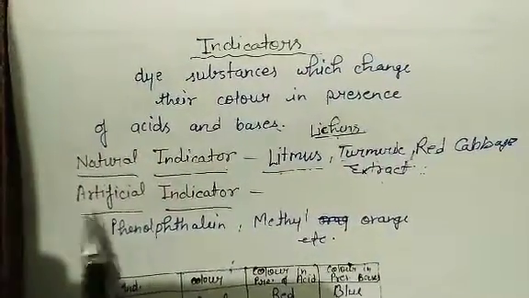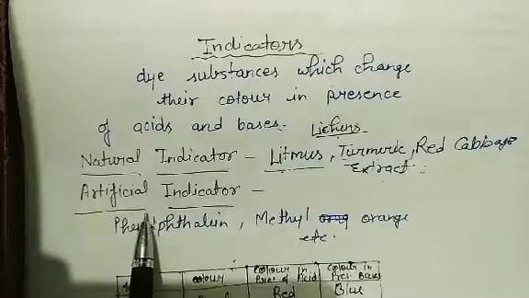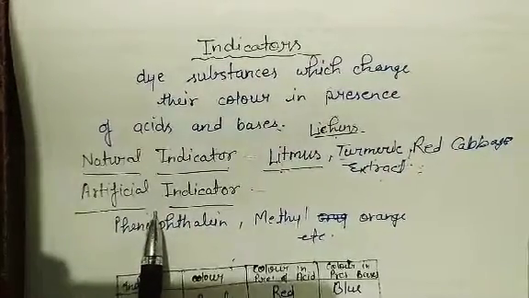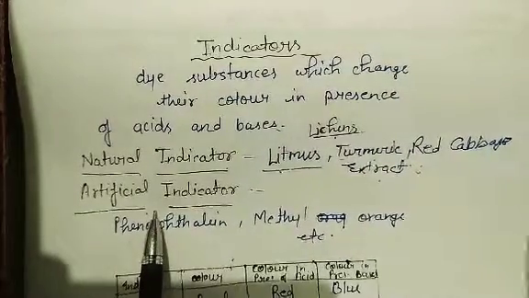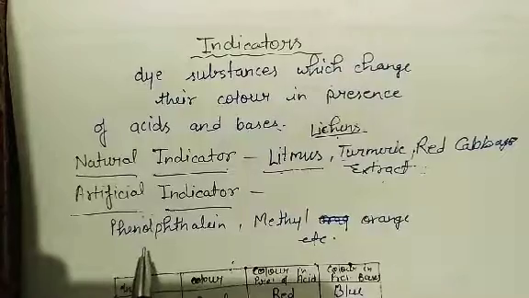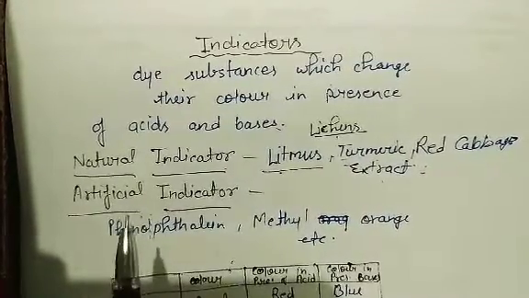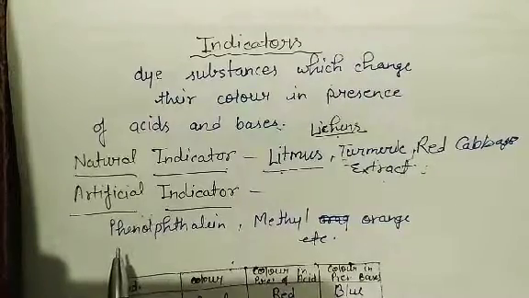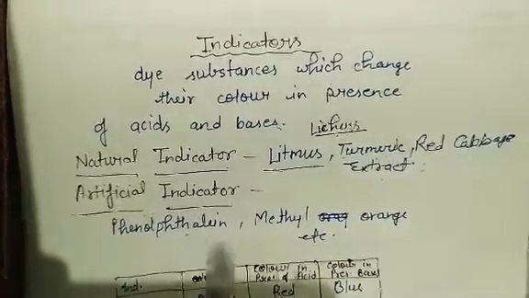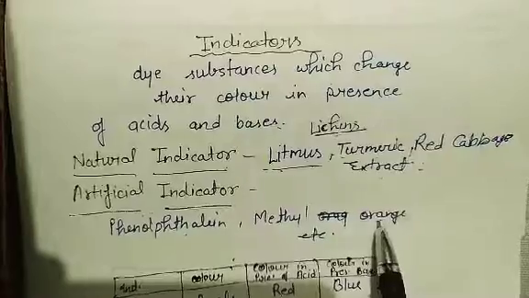Next we have the category of artificial indicators. Artificial indicators are those indicators which are made by man. That means they are synthesized in a lab chemically. So the examples of artificial indicators are phenolphthalein, methyl orange, etc.